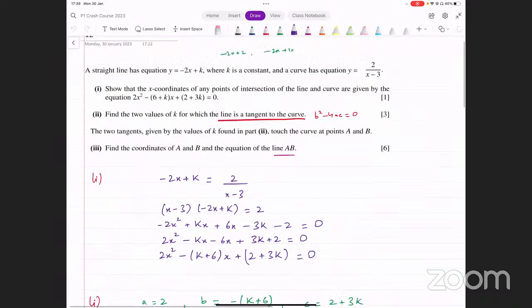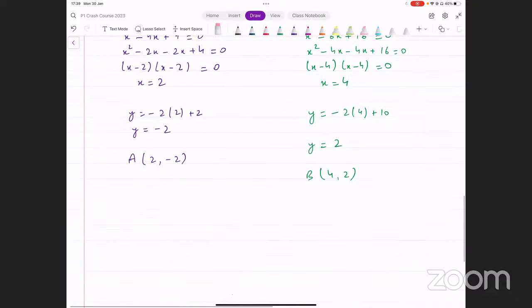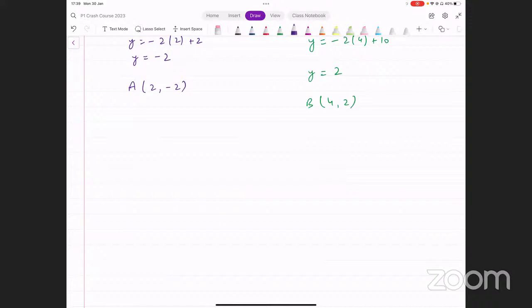Once we've got these coordinates, we need to find the equation of the line AB. So we've got 2 points. We need to find the equation of the line passing through those 2 points. How do you do that? You've done this in O levels. Do this quickly. So you could either use y minus y1 equals m into x minus x1, or y equals mx plus c, whichever of them you prefer.